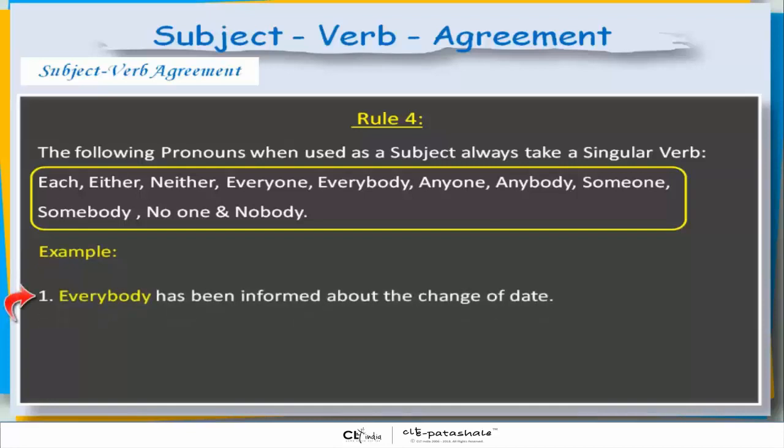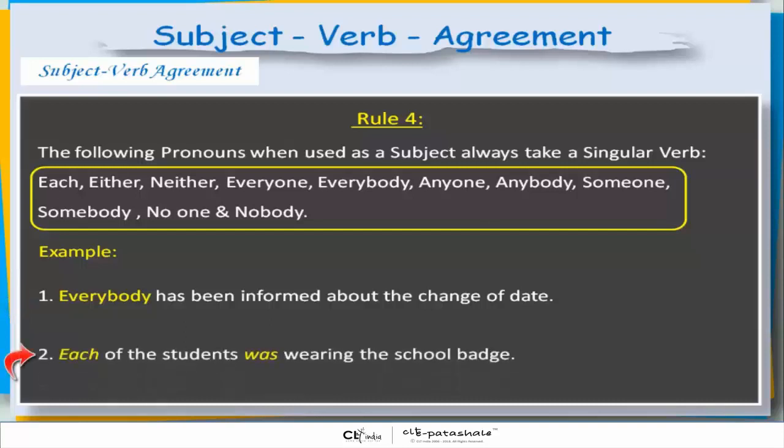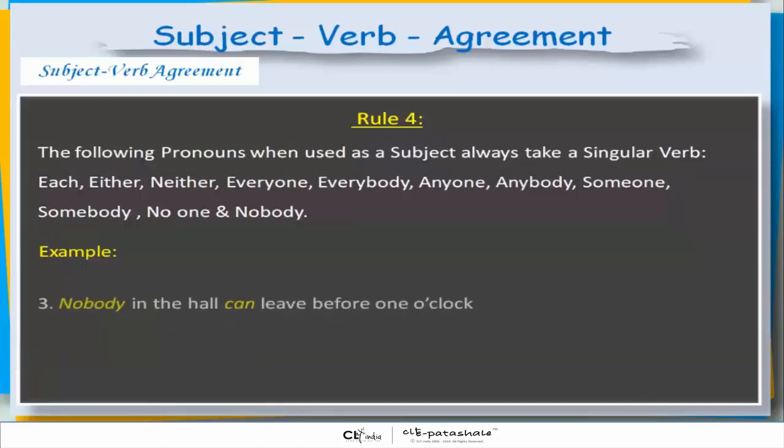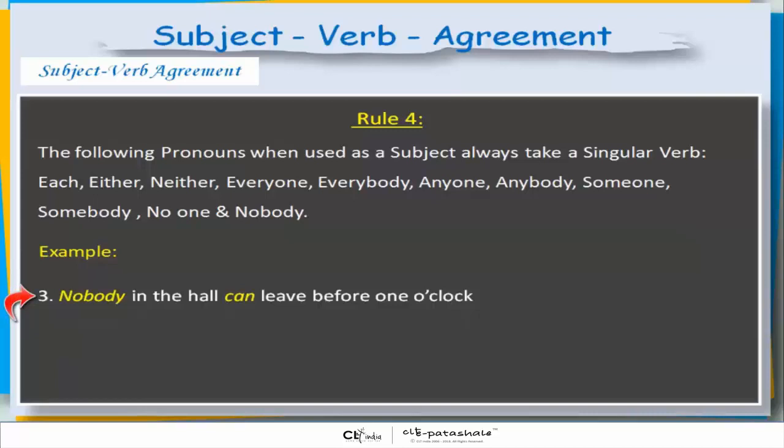Everybody has been informed about the change of date. Each of the students was wearing the school badge. Nobody in the hall can leave before 1 o'clock. Has anyone seen my book?